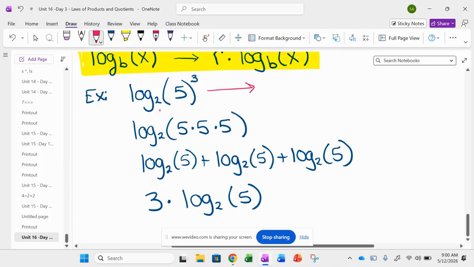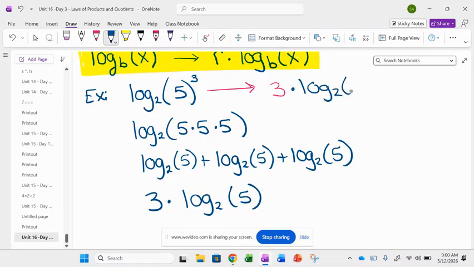And isn't that exactly what the rule tells us? That if I have a log and my argument is raised to an exponent, I can pull that exponent in the front and just multiply it by the log expression. And that goes both ways. I could take that multiplication, put it back as an exponent if I wanted to, or take the exponent and put it in the front as multiplication.